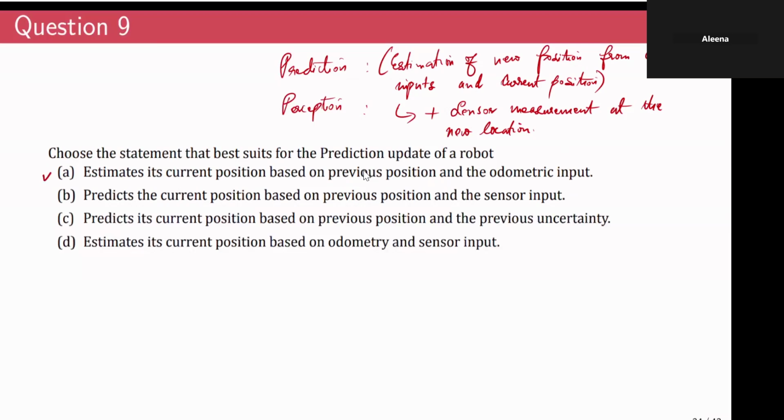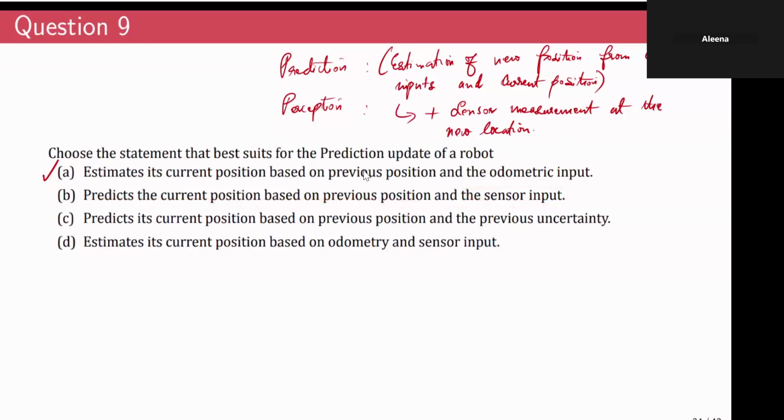That is indeed true, because from the previous position, if it knows its odometric input, odometry consists of the previous position and the control input, you estimate the current position or the new position. So that is prediction update. We don't do anything about the external sensors at the time for prediction. The second statement says predicts the current position based on previous position and sensor input.